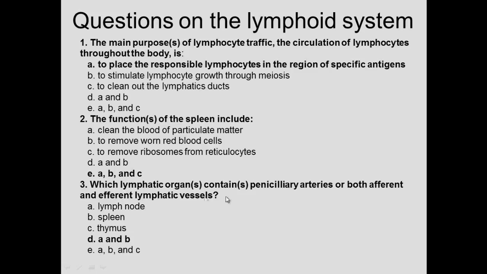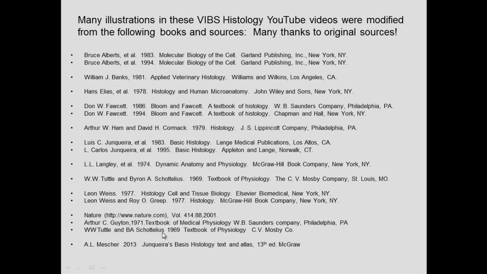Which lymphoidal organ contains penicillary arteries or both afferent and efferent lymphatics? Okay, the lymph node has afferent and efferent lymphatics. The spleen has penicillary arteries. The thymus doesn't have either one of those, and so the answer is D.